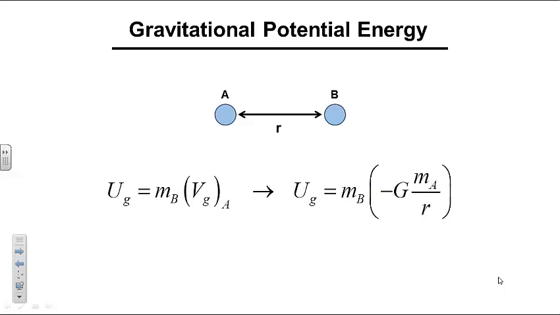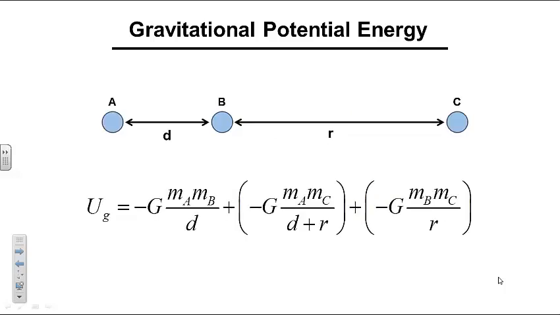Alternatively, we could consider this gravitational potential energy to arise from the interaction of the mass of particle B with the gravitational potential of particle A. Either interpretation gives the same final expression, as we would expect from Newton's third law. It follows that the gravitational potential energy of a system of point particles is equal to the sum of the gravitational potential energies of each possible pair of point particles in the system.